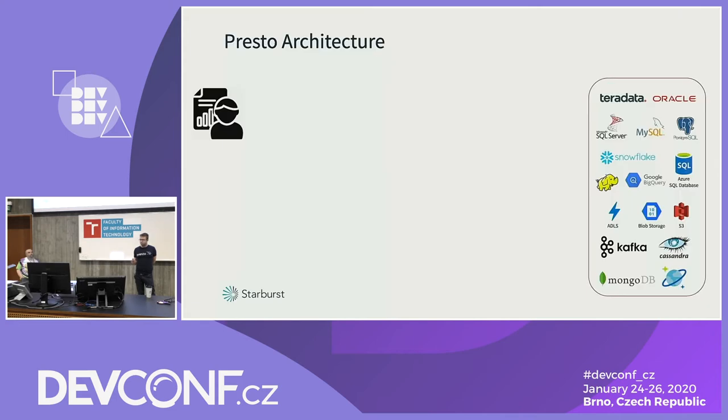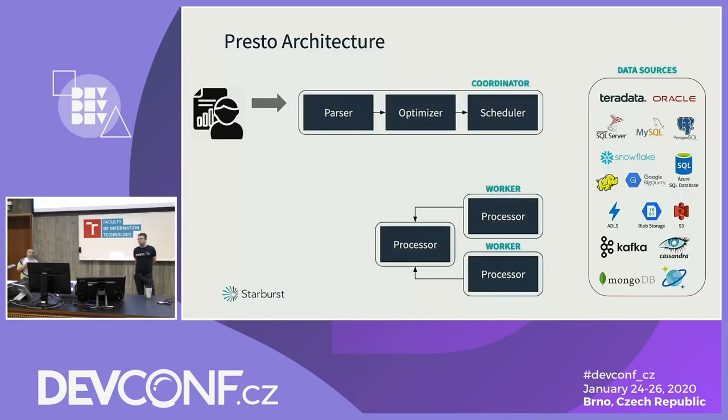Let's describe briefly the Presto architecture. Presto is essentially composed of two components. One is the coordinator, and the other one is the workers. So when the user issues a query, it goes to the coordinator with the query request. The coordinator then does the query parsing. It optimizes the query, and it also plans the work and schedules the work on the workers.